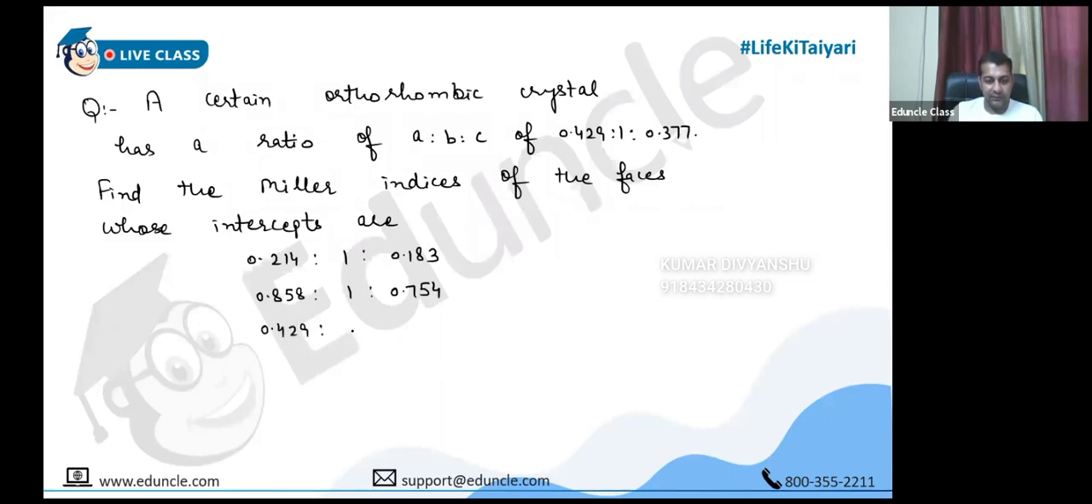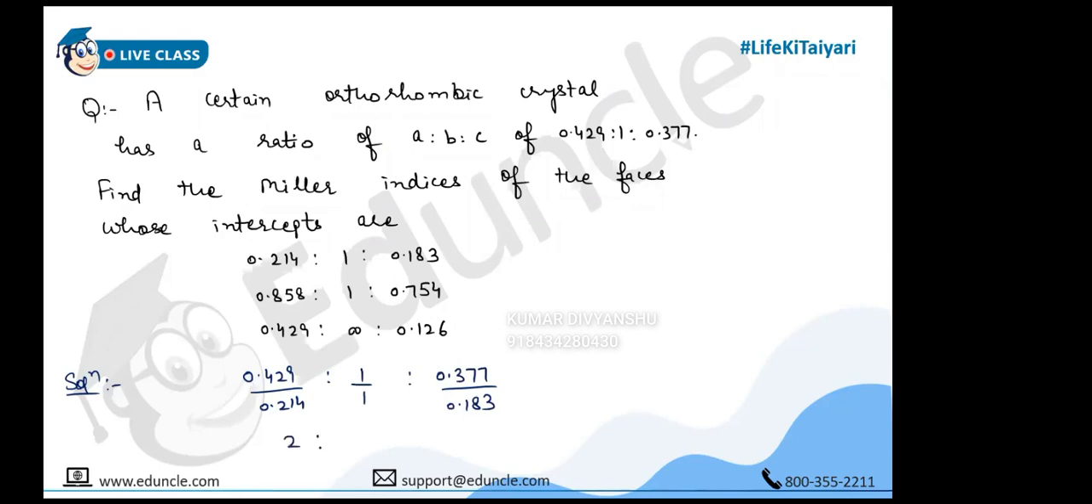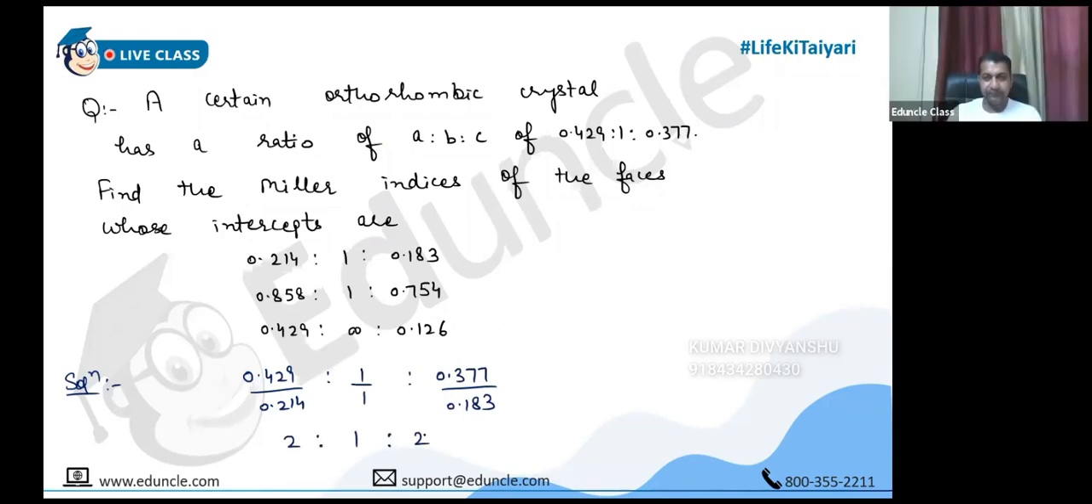So there are three sets of planes. This you have to do. So what about the first one? These are ABC and these are XYZ intercepts. So what we have to do? We have to divide ABC by XYZ. So for the first case, it will be this, isn't it? Clear? Yes, sir. So this is approximately 2, this is 1, and this one again is 2. So Miller indices are 2, 1, 2. Please check. For the first one, 2, 1, 2.